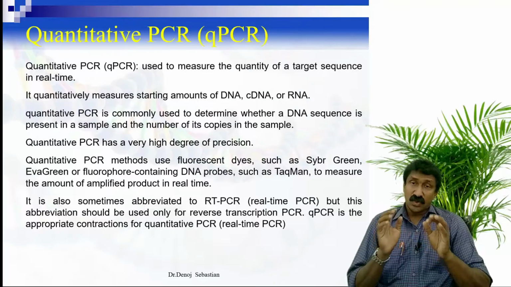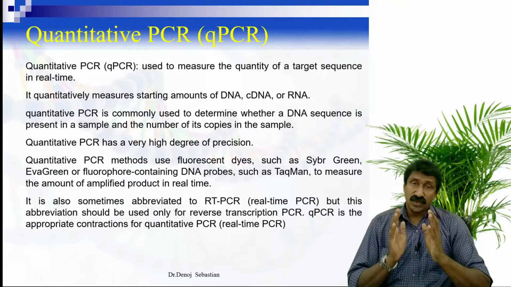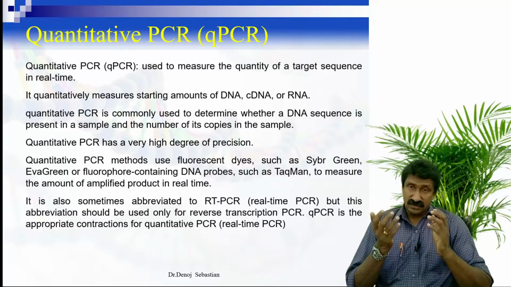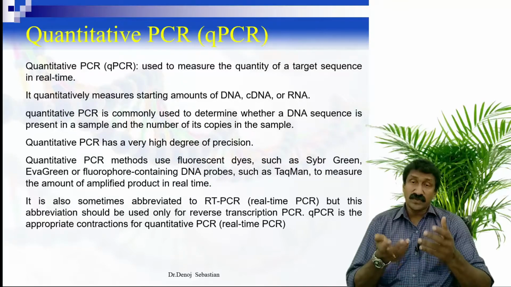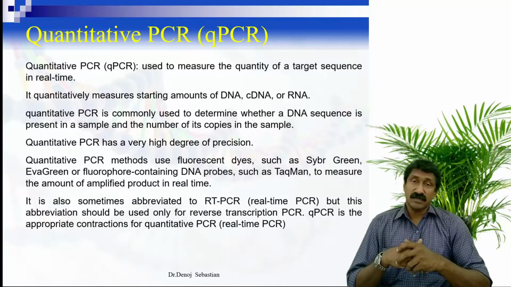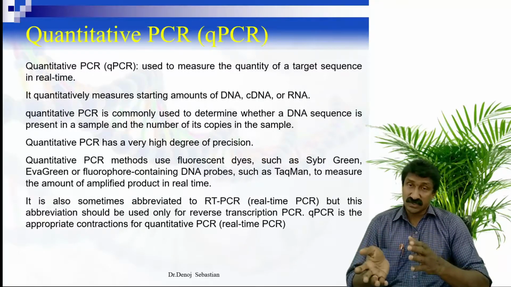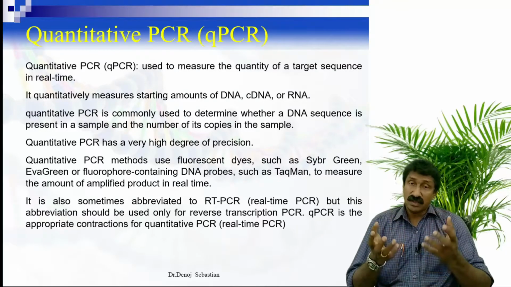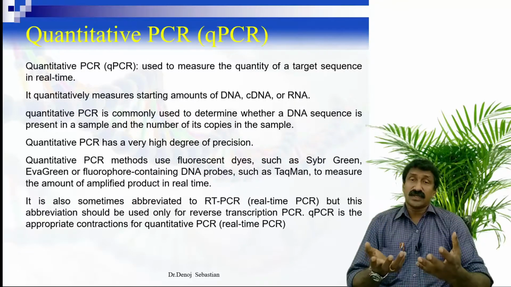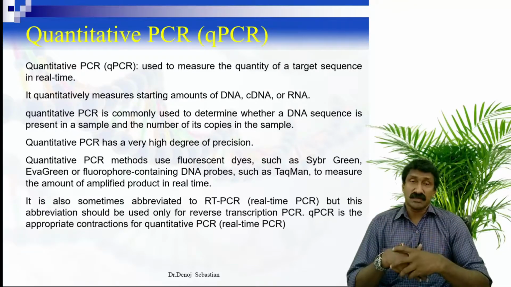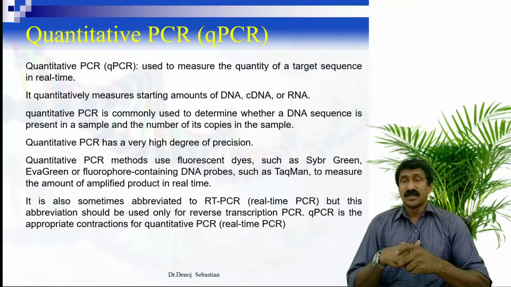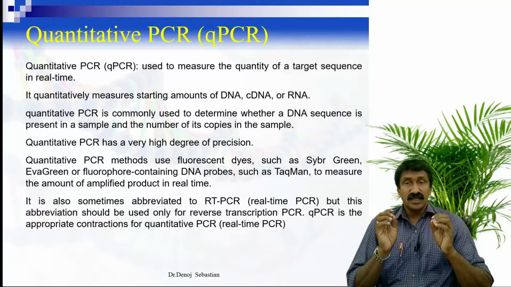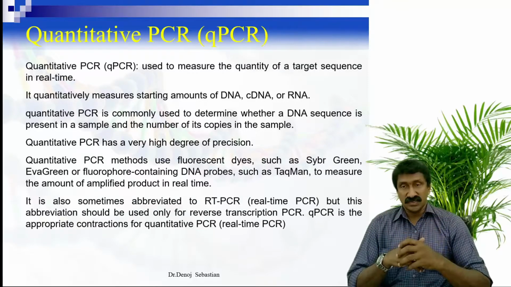Quantitative PCR is commonly used to determine whether a DNA sequence is present in the sample, and the number of copies of that DNA in the sample can also be determined. Also, the quantity of the DNA initially present in the sample can be determined using quantitative PCR. Quantitative PCR has a very high degree of precision compared to the normal PCR.